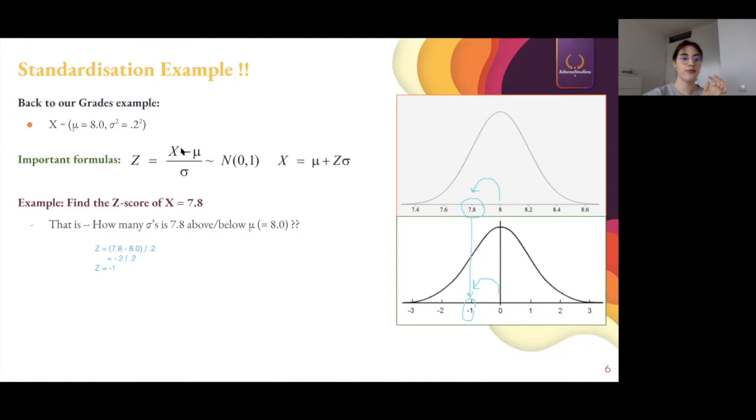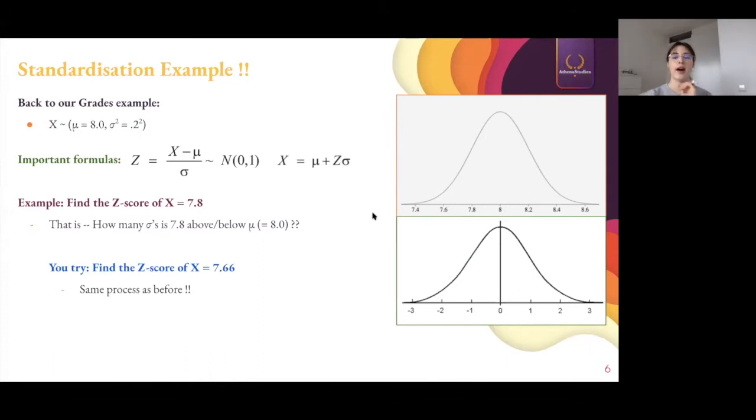Any questions so far before you guys do a practice question on your own? All right, no questions so far. So now let's have you guys do a practice problem on your own. Oh, let me remove some of my annotations. This time I want you to try to find the z-score when x equals 7.66. Same process as before. Message me privately in the chat your answer or just write it down. And in a few minutes, we will go over this one as well.